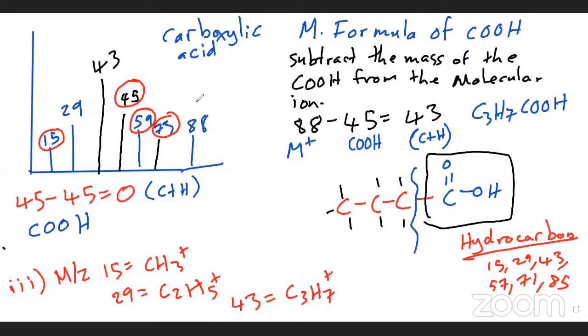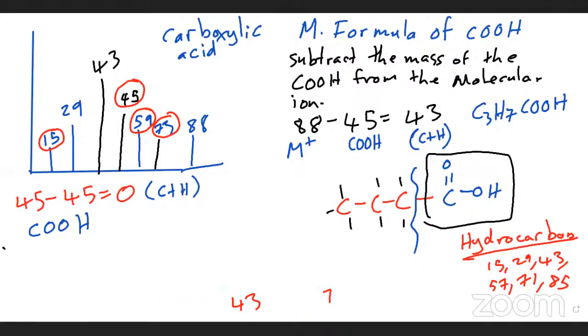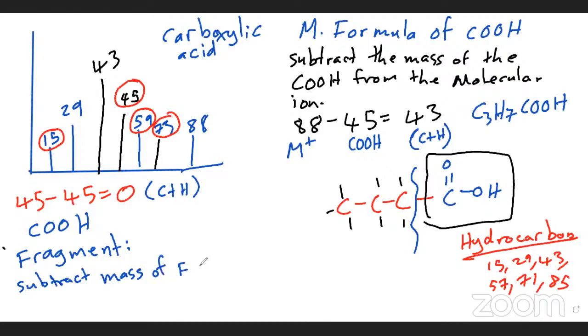For 59, now, I'm going to do, just like I said, subtract the mass of the functional group from the fragment. So when you're calculating fragments for the acid or the alcohol, subtract the mass of the functional group from the mass of the fragment, all right? Then you divide by 12. All right, so quickly, 59.